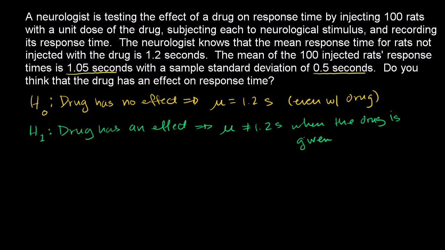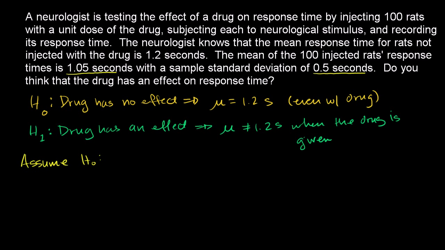Let's assume that the null hypothesis is true. And so if we assume the null hypothesis is true, let's try to figure out the probability that we would have actually gotten this result, that we would have actually gotten a sample mean of 1.05 seconds with a standard deviation of 0.5 seconds. And actually what we're going to do is not just figure out the probability of this, but the probability of getting something like this or even more extreme than this. So how likely of an event is that?